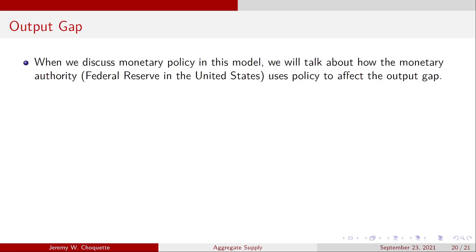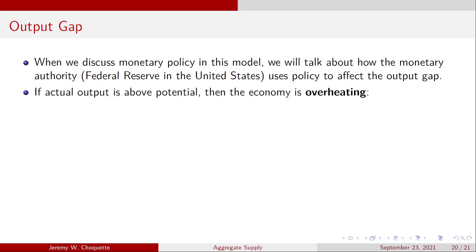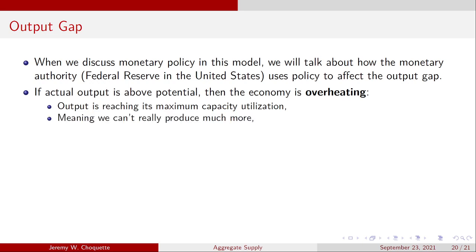When we discuss monetary policy in the model, we're going to talk about how the Monetary Authority, the Federal Reserve in the U.S., uses policy to try to effectively close the output gap or to minimize it. If output is above its potential, the economy is overheating. Output reaching its maximum capacity utilization isn't a particularly good thing. We can't really produce a lot more, but if we're demanding a lot more, then inflation goes up. If people demand more than what can actually be made by the economy, inflation eventually has to go up. It doesn't matter how sticky prices are. There is a point where we just can't produce more stuff.